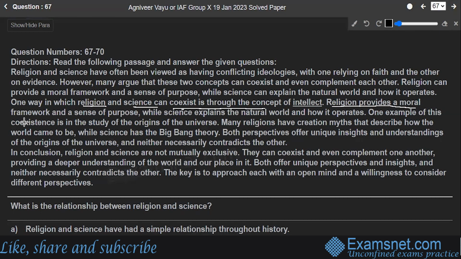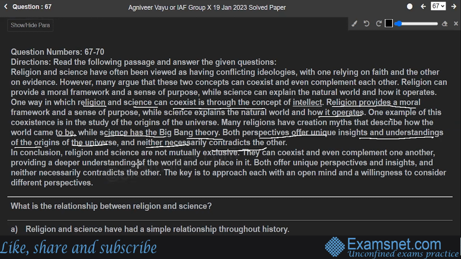Religion provides a moral framework and a sense of purpose, while science explains the natural world and how it operates. One example of this coexistence is in the study of the origins of the universe. Many religions have creation myths describing the origins of the universe and how the world came to be. While science has the Big Bang Theory, both perspectives offer unique insights and understandings of the origins of the universe, and neither necessarily contradicts the other.